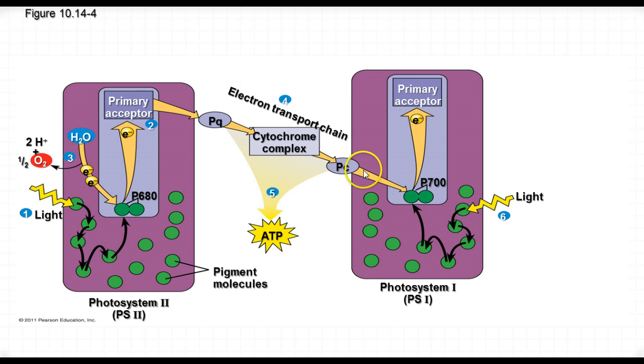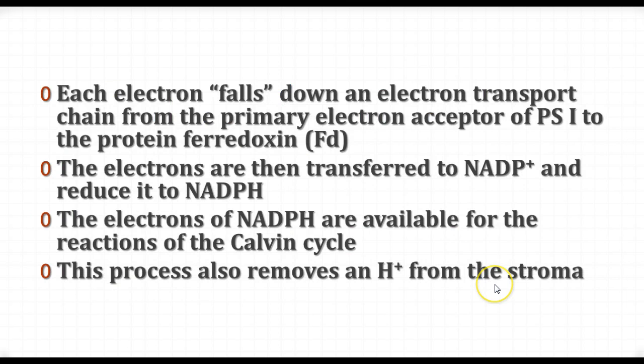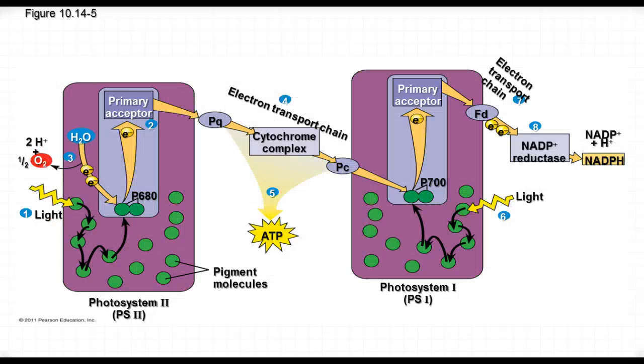So it's going to accept those electrons, and then it's going to release some more electrons as a result of its excitation by light. Then those electrons are again going to fall down an electron transport chain to the final protein in the chain, which is called ferredoxin. And then the electrons are going to be transferred to NADP+, reducing it to NADPH, and that provides some more energy that is available for the Calvin cycle. So ferredoxin and then NADP reductase producing NADPH from there.